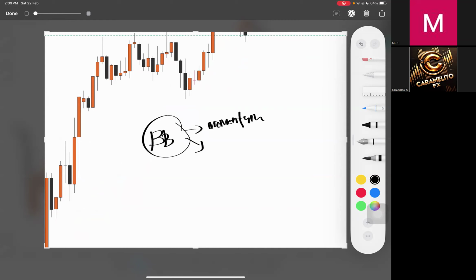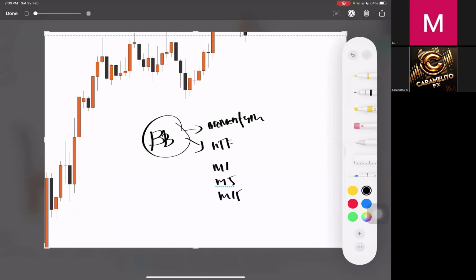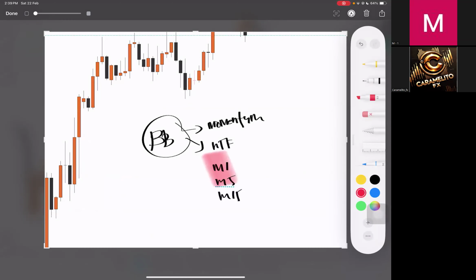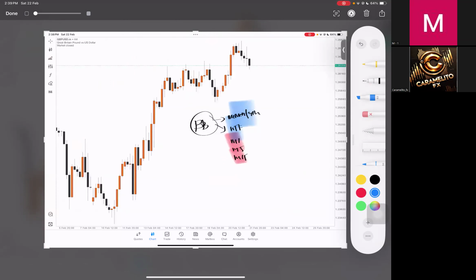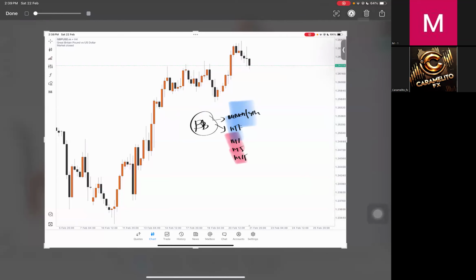So in which time frame should you check for the BB? It's actually on the higher time frame. Do not go down to M5, M1, M15. No, this is wrong, because this is lower time frame. We need to check on the higher time frame. Okay, I'm going to explain to you how we set up our BB.